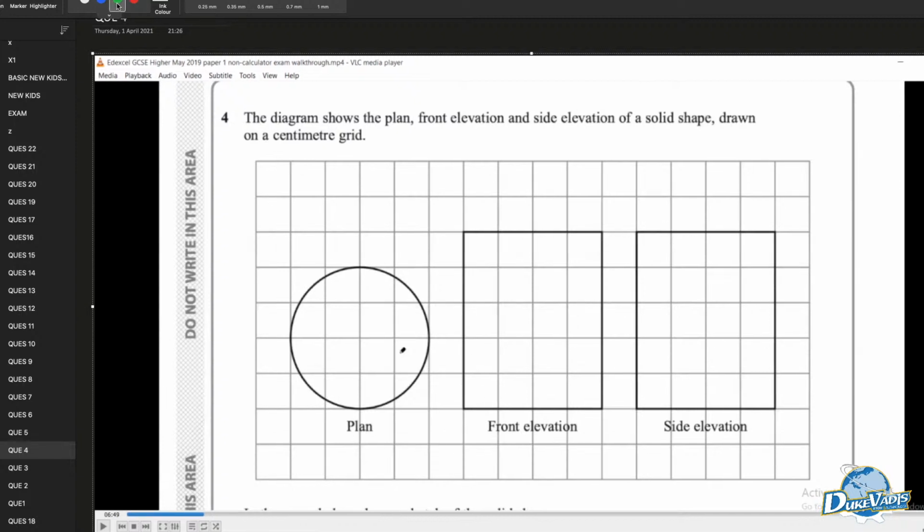Okay, so this is a solid shape. As you can see here, we have been given the plan. The plan means you are looking on top of the whole object that you are required to draw. And the front elevation is where, when you are sitting straight ahead toward it, you will see it. And the side elevation, when you look at the side, it gives you the elevation of the object. So as you can see, the question says the diagram shows the plan, front elevation and the side elevation of a solid shape. Draw on centimeter grid.